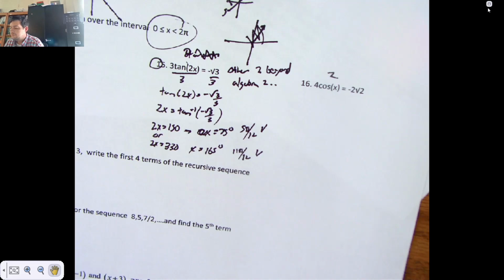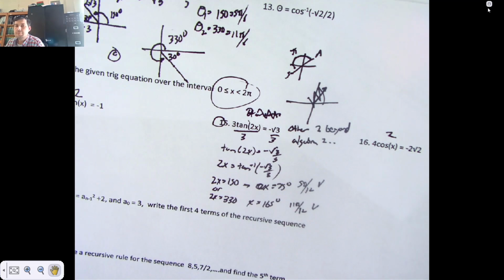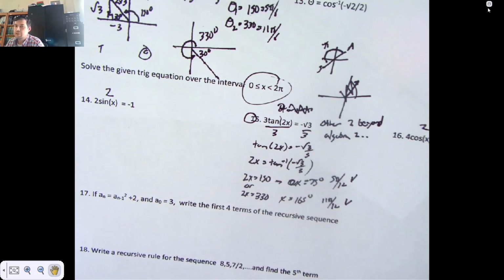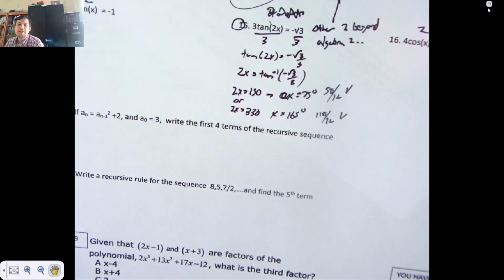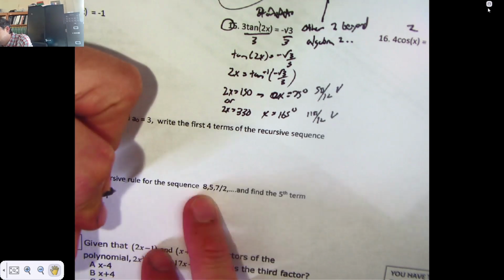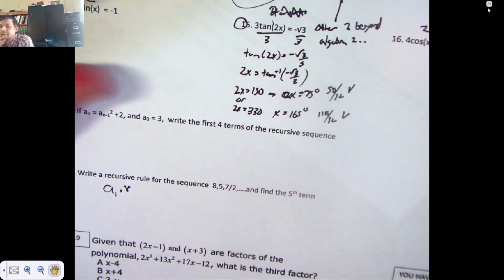Let's see, what else do I feel like doing? I kind of want to do 17, but I kind of don't. That says squared. So let's see if you can figure that one out. 18, write a recursive rule for the sequence 8, 5, 7 halves, find the fifth term. You have to define the first term. The first term is 8. It has to be defined.